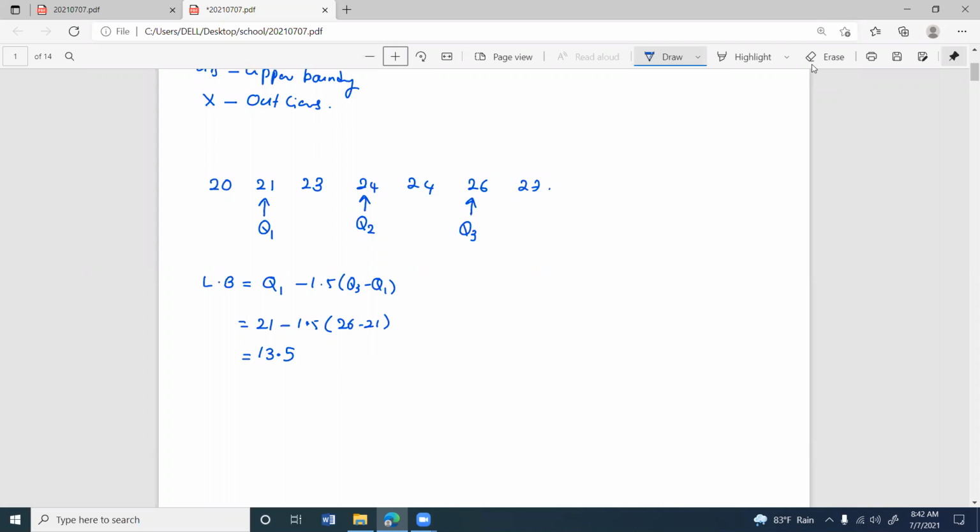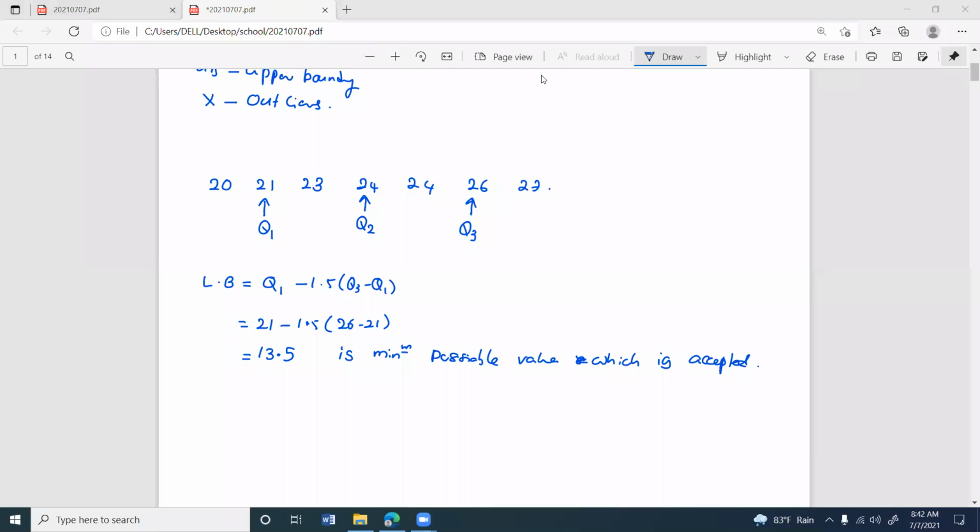13.5 is the minimum possible value which is accepted. Student: Sir, if it goes below 13.5, does it mean it's an outlier? Exactly, anything below 13.5 is an outlier, but up to 13.5 we can consider it a reasonable value for the set.